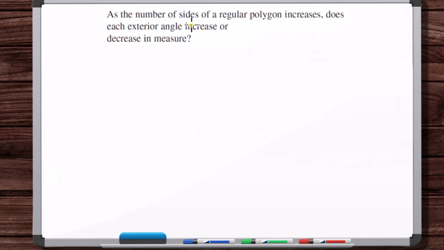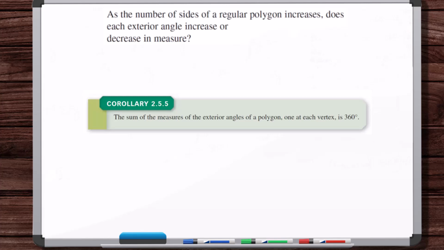As the number of sides of a regular polygon increases, does each exterior angle increase or decrease in measure? In regards to exterior angles, we talked about this corollary that says that the sum of the measures of the exterior angles of a polygon, one at each vertex, is 360 degrees. This was a little bit confusing because I was wondering if this applied to just convex polygons and not concave polygons, but it actually applies to all polygons, convex and concave.